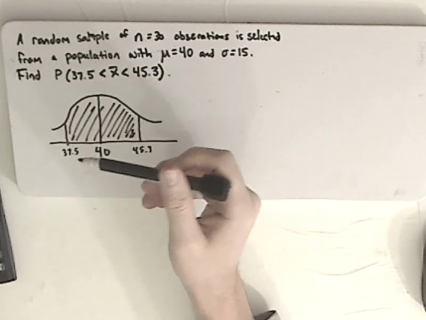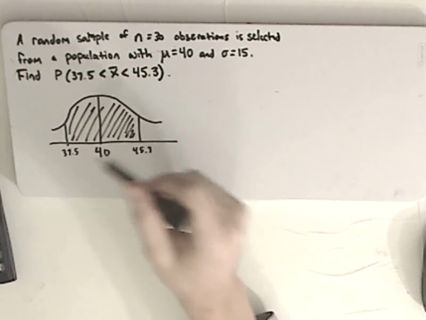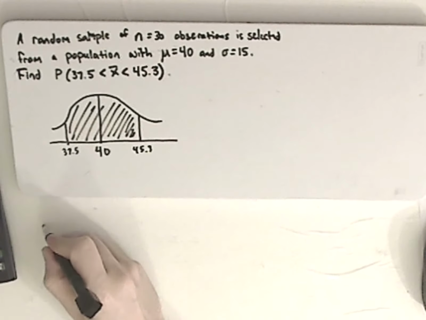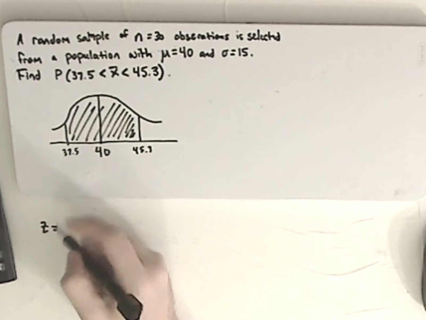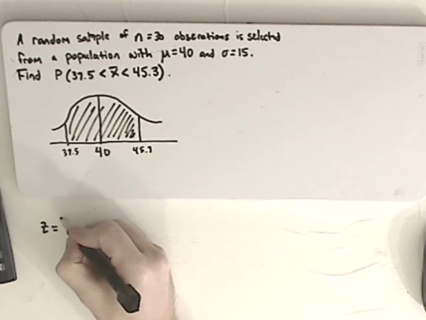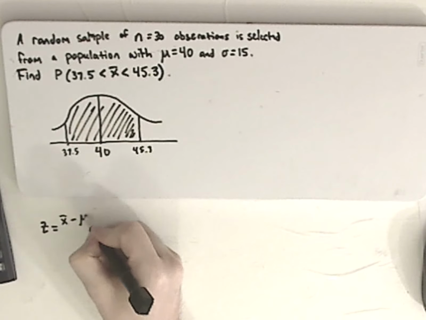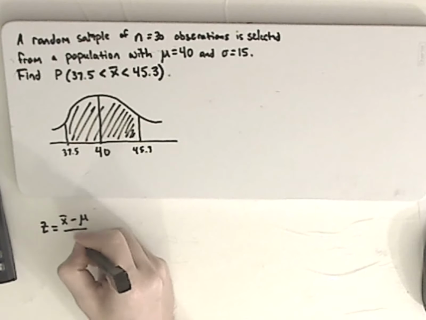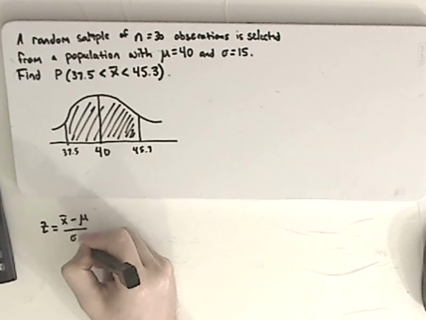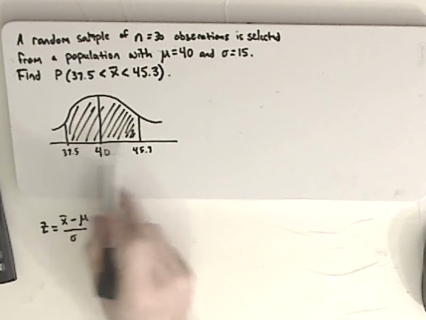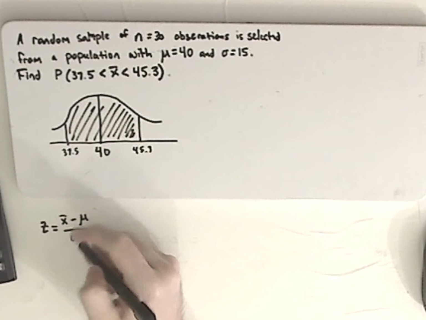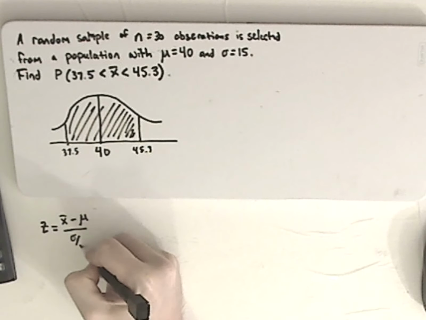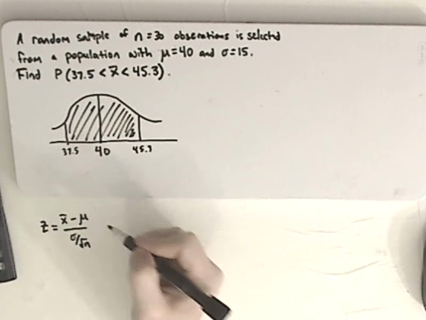Then your second step would be to convert these to z-scores. So your first z-score is going to be the mean. Let me write out the formula. It's x bar minus mu over the standard deviation of the population. Now, since this is a distribution of means, it's going to be the standard deviation divided by the square root of n.